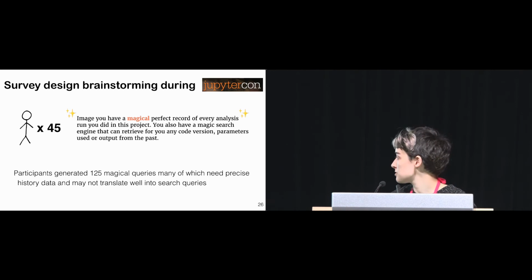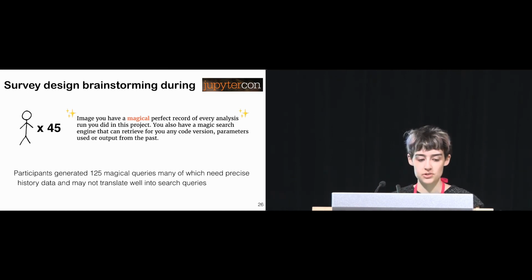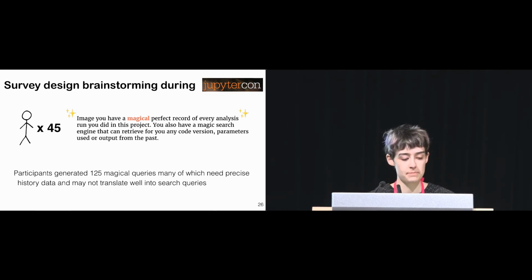People generated a number of magical queries, and since we used magic to get away from them grounding it in what they thought was possible, we ended up with a lot of things that are a bit hard to find in search queries, like, how did I get this graph? Or tell me the exact library I used to get this graph, or things like that. And we had things that needed precise history data, such as knowing fine-grained things about runtime, etc., that people just did not have.